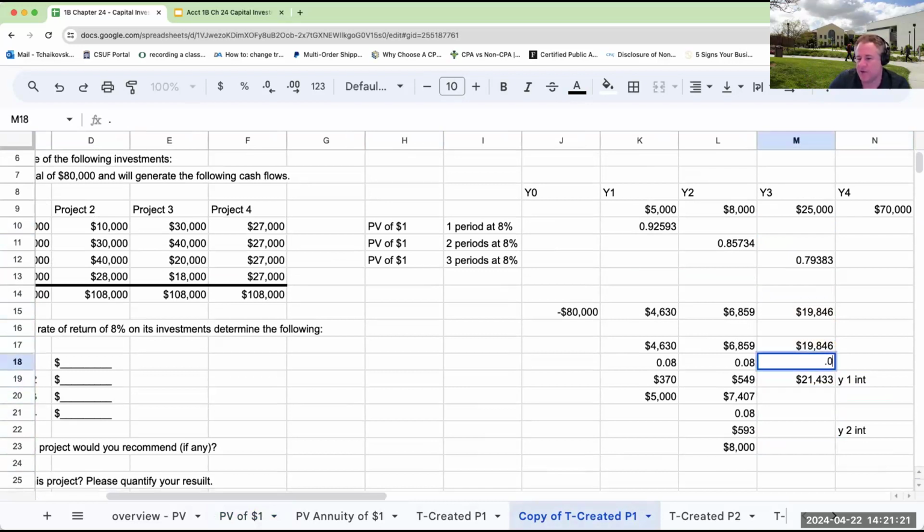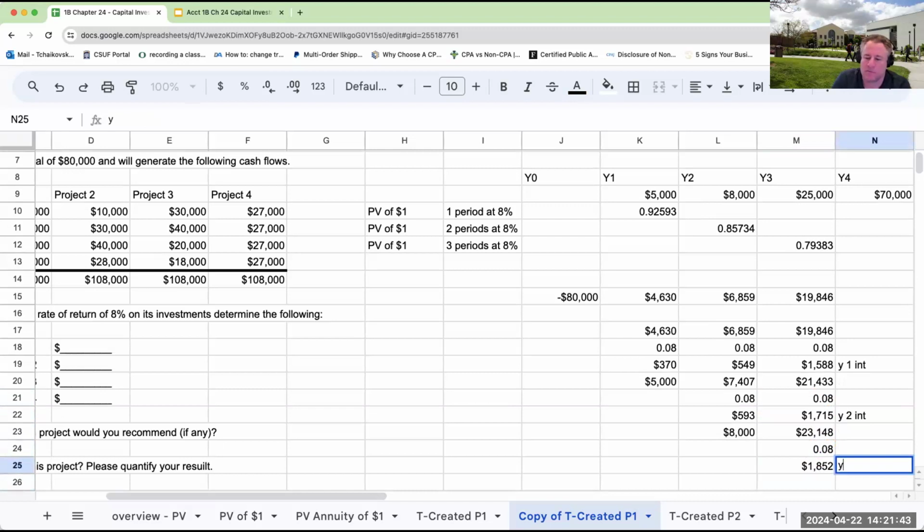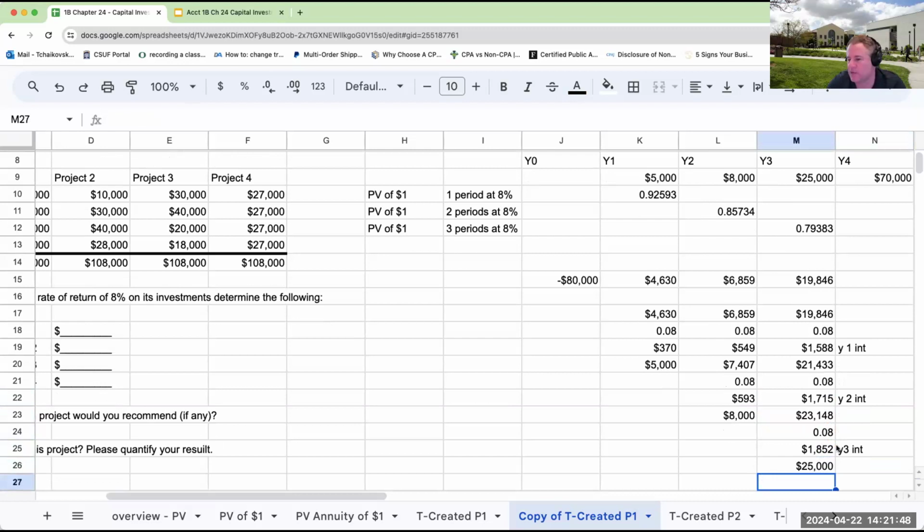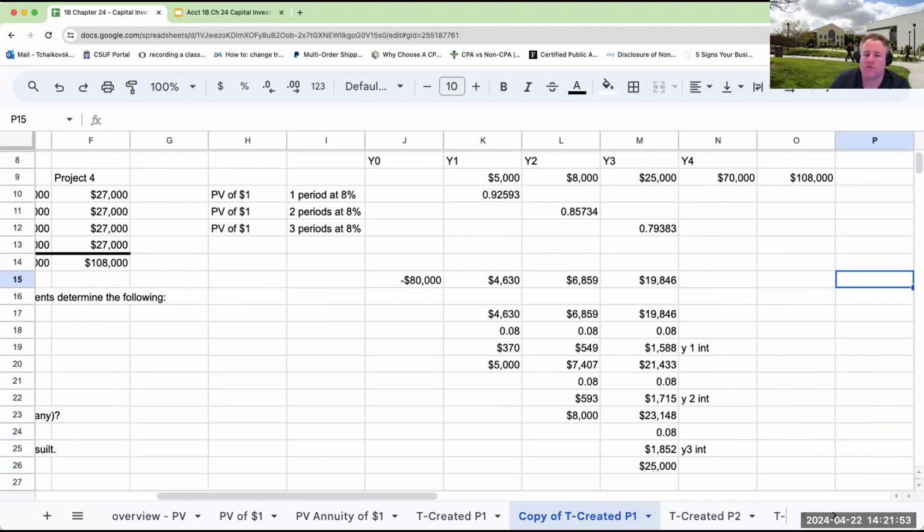If I go through and use the same methodology and I say, okay, times 0.08, the value of this is now going to be, at the end of year one, worth 21,433. If I reinvest that amount, my year two interest is 1,715. If I reinvest that amount over here, my year three interest, and if I have that by the end of year three, it's worth $25,000. That's all we're doing. Let's do the final one, present value of $1.